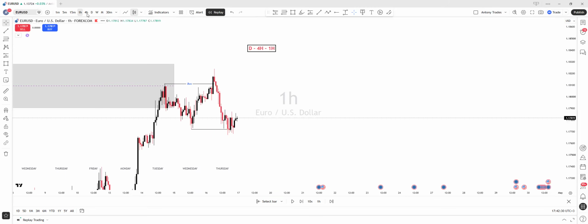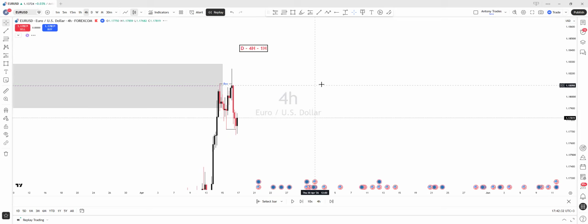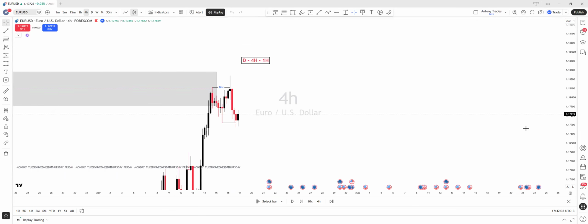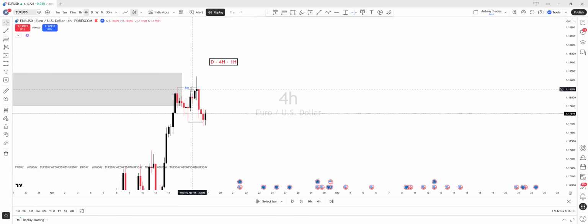So what do we do? We go to the 4 hour time frame and confirm whether this was a true breakout or a fake breakout. You can see from the 4 hour time frame, there is no break here. So the market never gave you that break of structure in the first place. So that means whatever is happening on the 1 hour time frame is most probably a fake breakout.